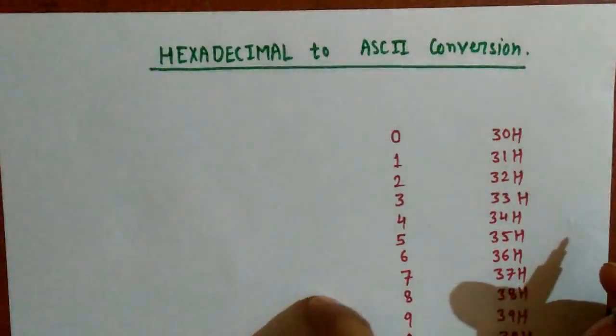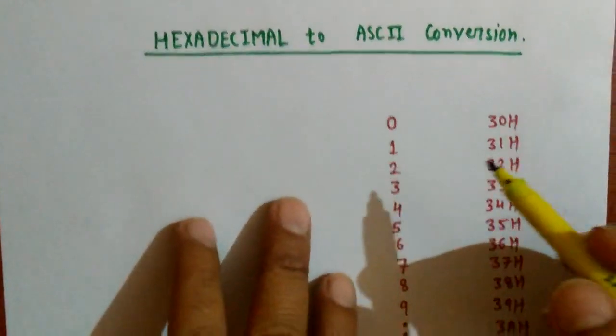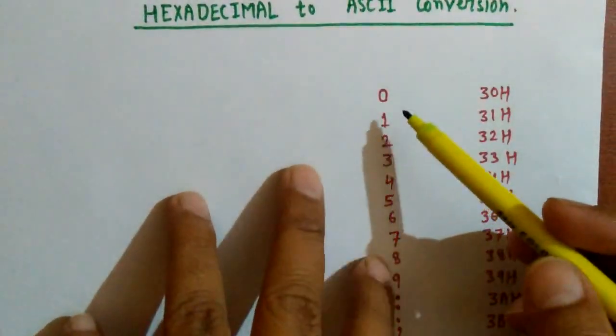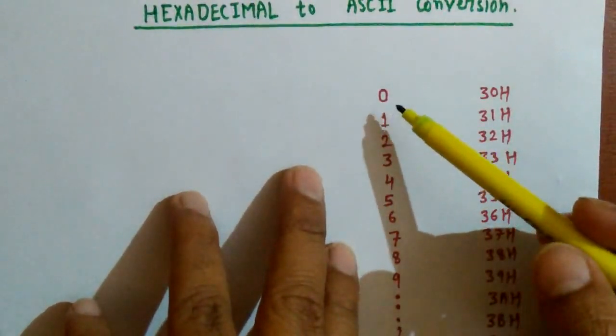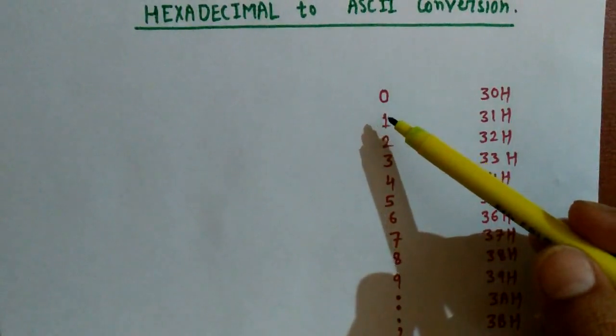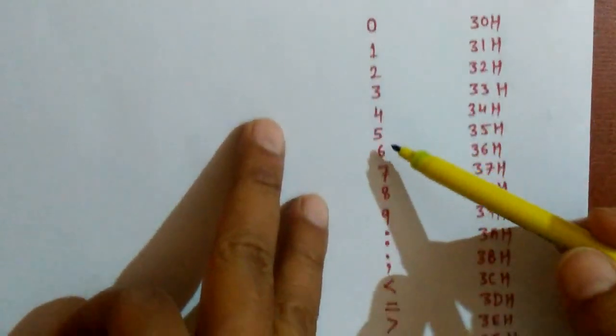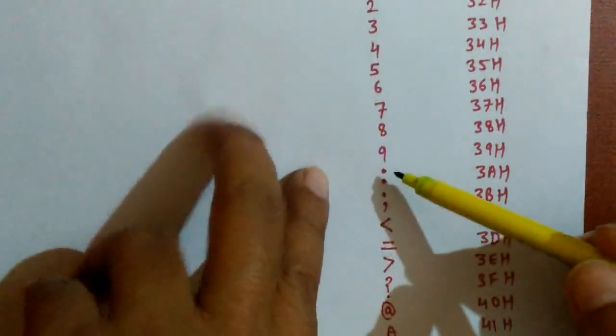Hello friends, today we are going to write a program for hexadecimal to ASCII code conversion. We already know that the keyboards available in the market have these characters: 0, 1, 2, 3, 5, 6, 7, 8, colon, semicolon, greater than, equal to, question mark, at the rate.